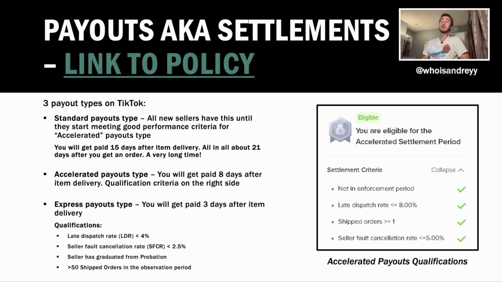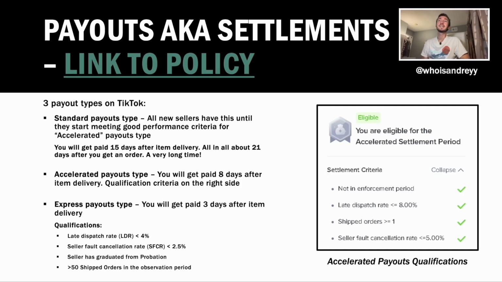Alright guys, so payouts, also known as settlements on TikTok, there are 3 types of payouts: standard, accelerated, and express. As you can imagine, there is a difference between these 3, and the main difference is the speed of when you get paid. With standard, this is what everyone starts with, and you get paid basically 15 days after delivery. So all in all, it's going to be almost like 3 weeks after you receive an order on average. That's a pretty long time, and that's actually the longest marketplace payouts that I have ever experienced so far.